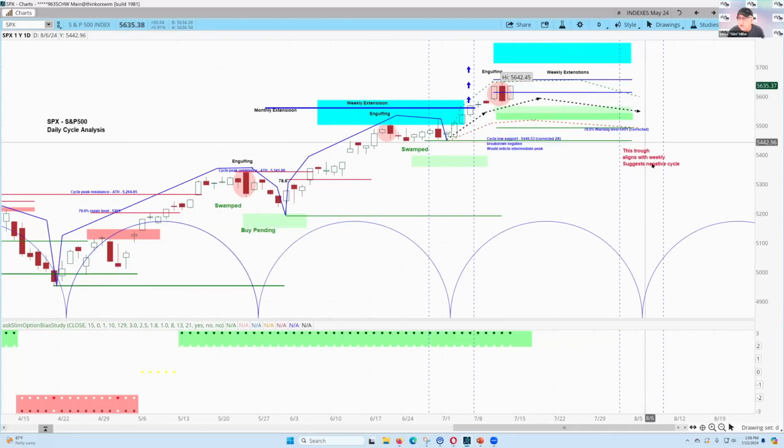This trough right over here aligns with the weekly. It also aligns with an intermediate, with a minor monthly cycle. It's probable that it's going to look much worse than this when it starts to move to the downside. But right now, because we're agnostic, we follow the patterns as they're given to us.